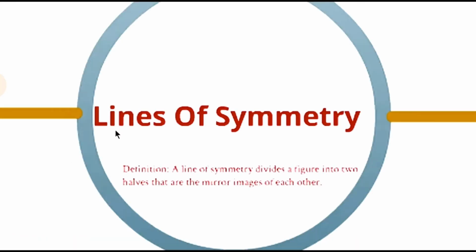What is the line of symmetry now? Definition: a line of symmetry divides a figure into two halves that are mirror images of each other. You have seen the line of symmetry on the dog picture, right? It divides its face into equal halves. One side was the mirror image of the other side. You have seen, right? Yes. So, it is known as the line of symmetry.